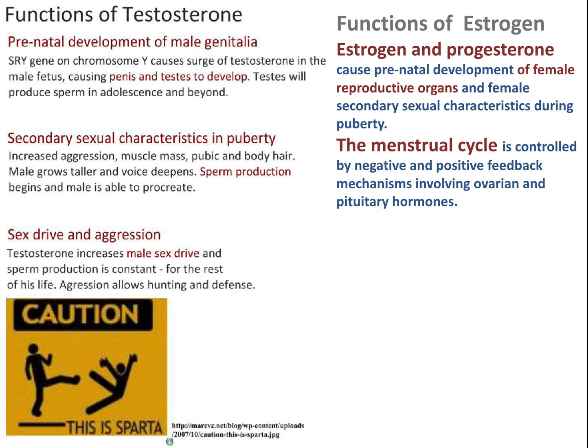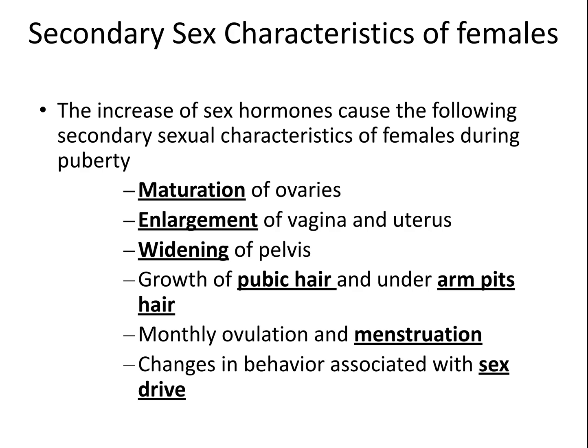And they are also going to be what gives the prenatal development as well as the secondary sexual characteristics that will occur during puberty. And they also are going to be controlling the negative and positive feedback loops or mechanisms involved in the ovarian and pituitary hormones that control the menstrual cycle. These would be the secondary sex characteristics of females.